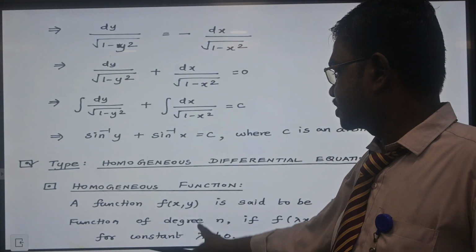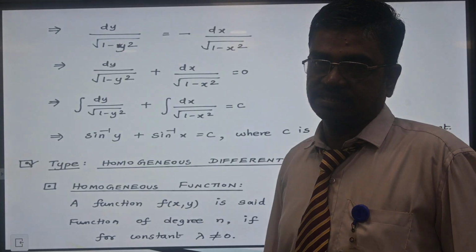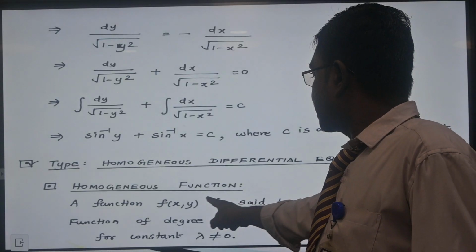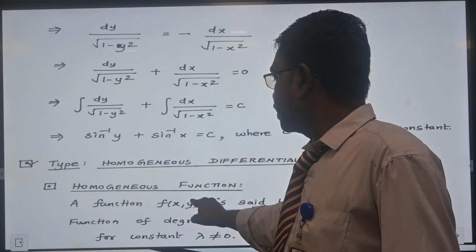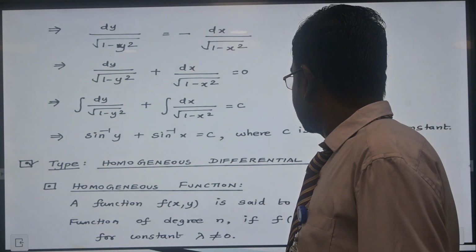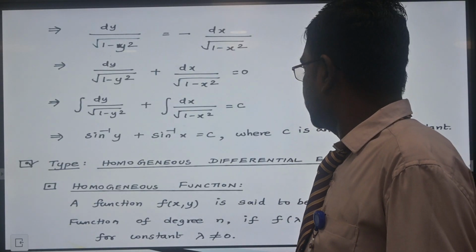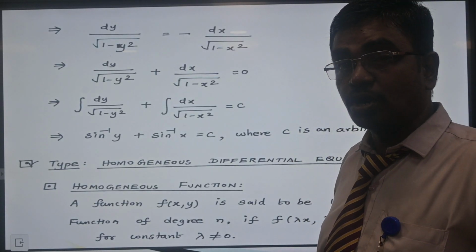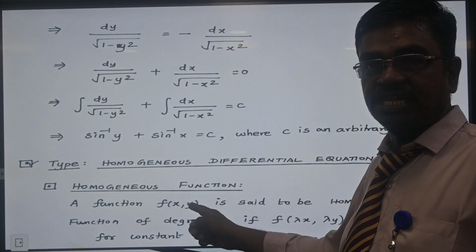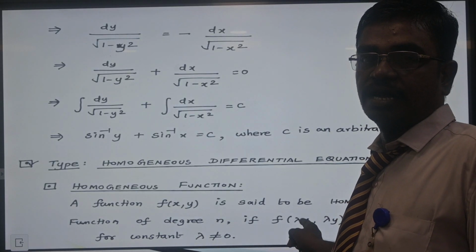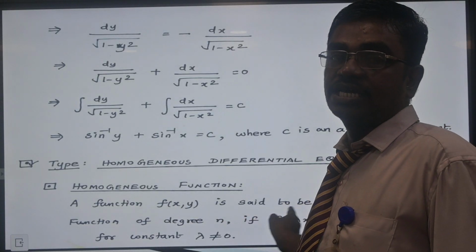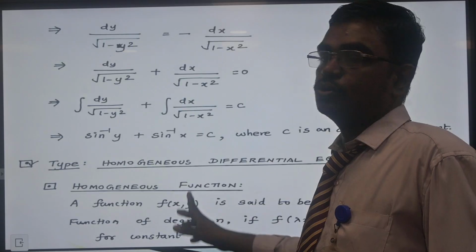A function f of x comma y is said to be a homogeneous function of degree n if, replacing x by lambda x and y by lambda y, f of lambda x comma lambda y equals lambda power n times f of x comma y. That n is called the degree. Here lambda is a constant, but it is a non-zero constant.